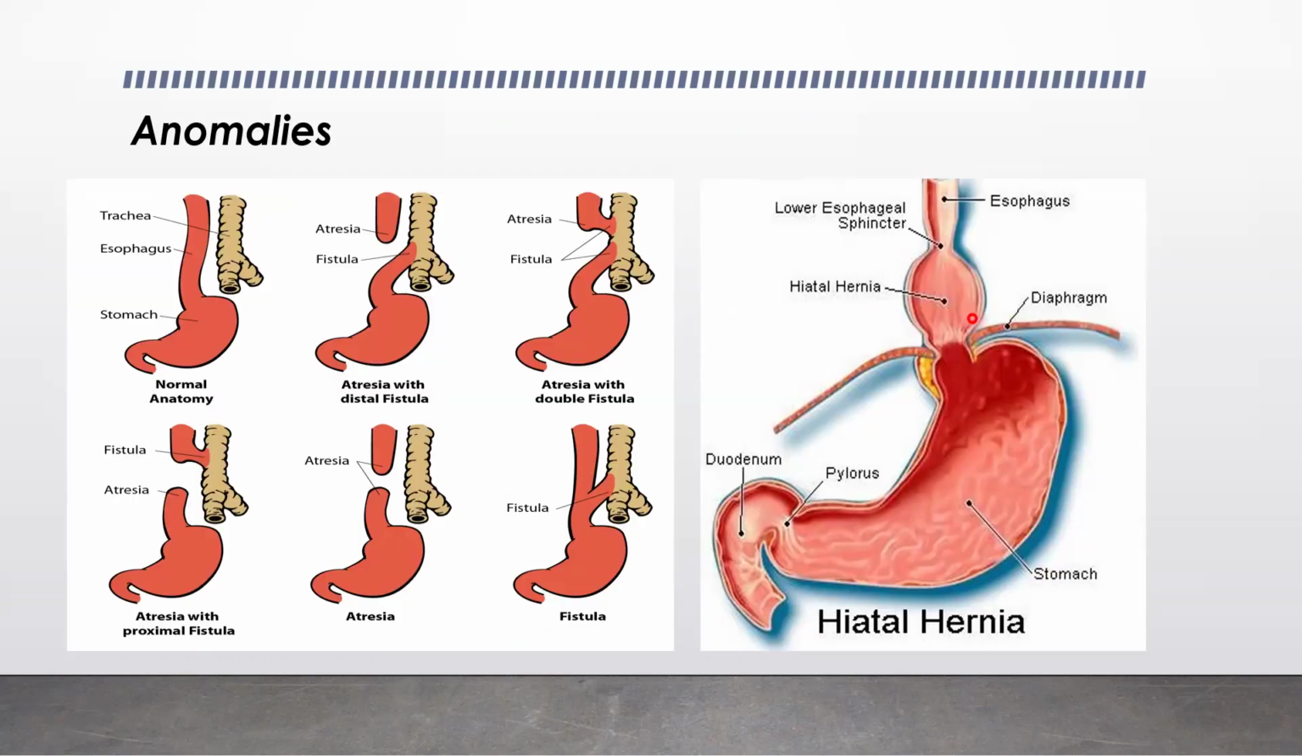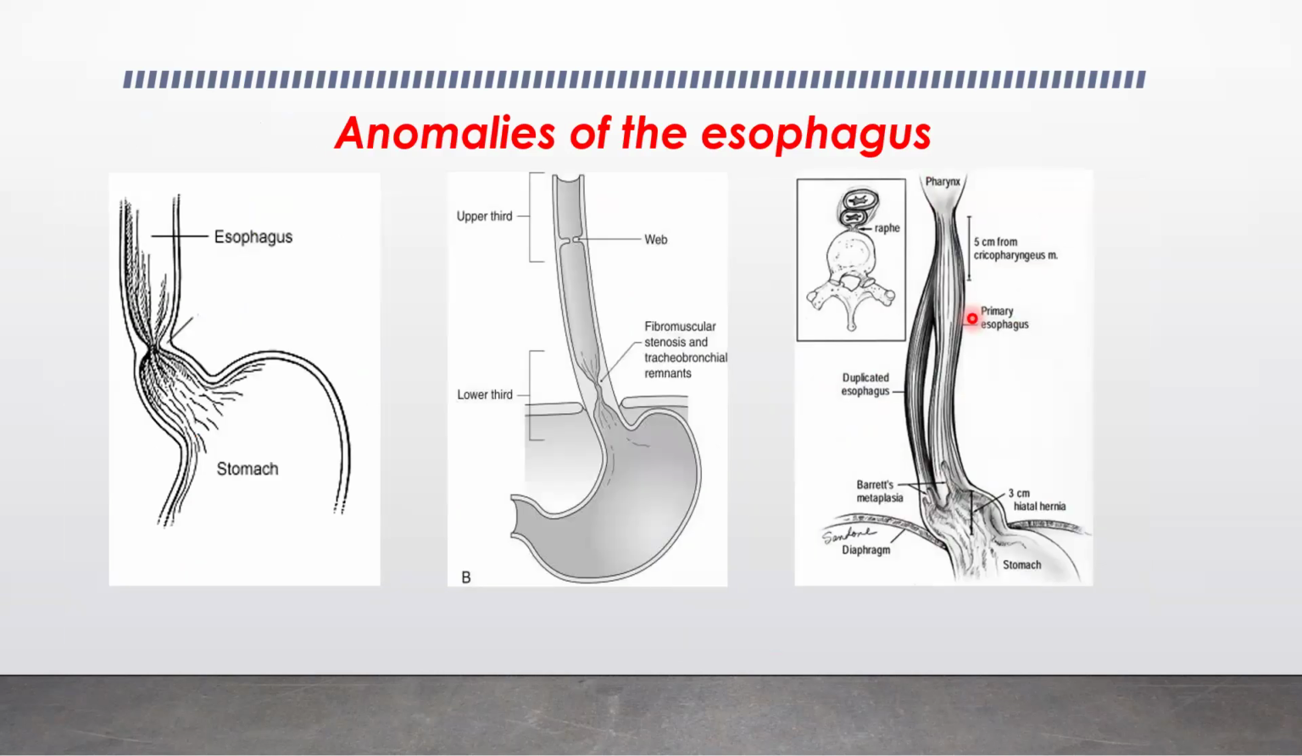So we'll have another slide showing us some of the other openings that are present in the diaphragm. Then the other anomalies here we can appreciate. This one is esophageal atresia.